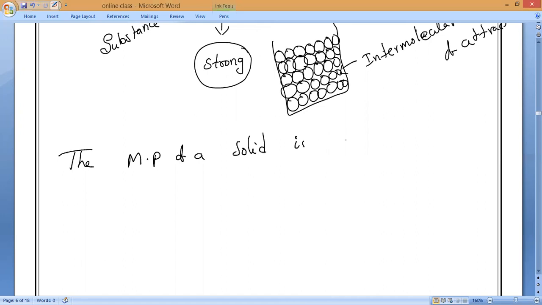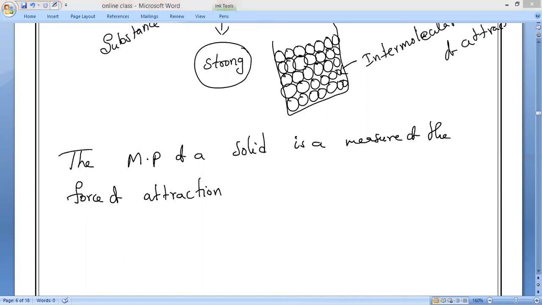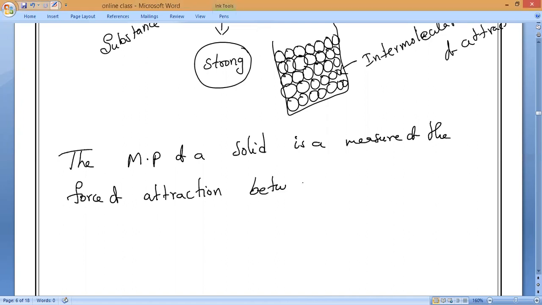The melting point of a solid is a measure of the force of attraction between its particles. Particles may be atoms or molecules. That is what you have to remember.